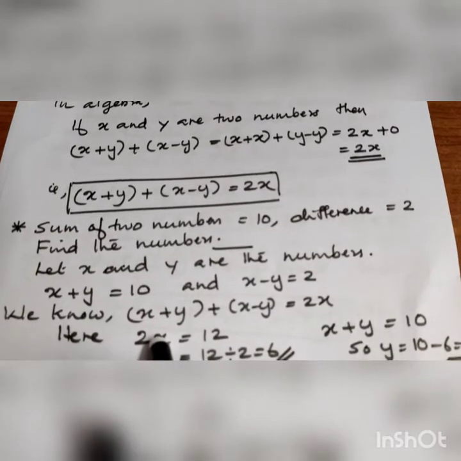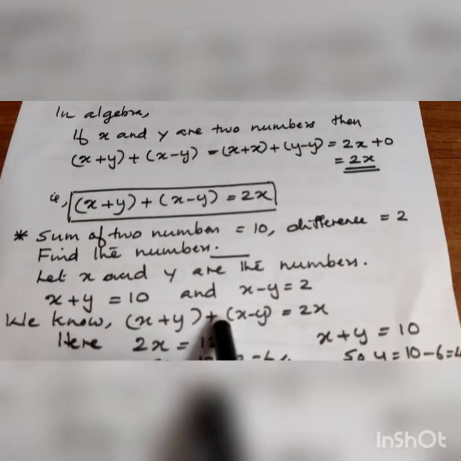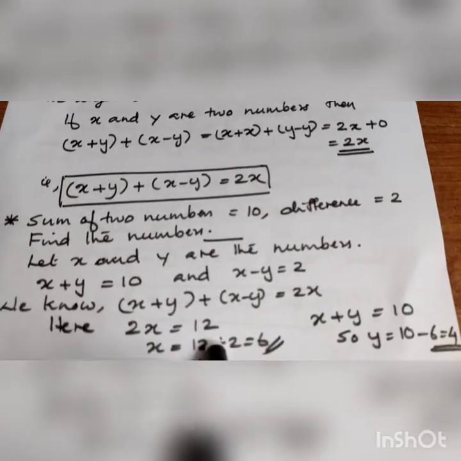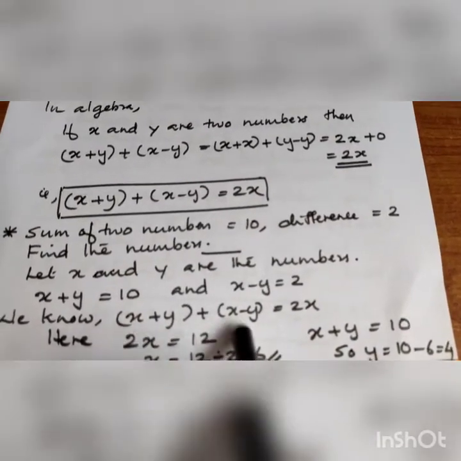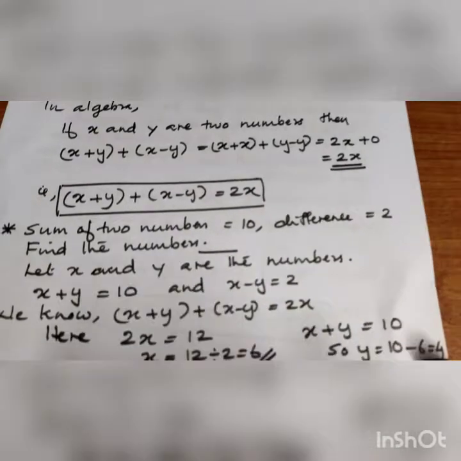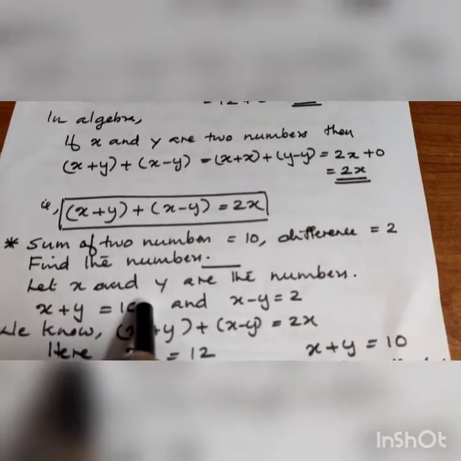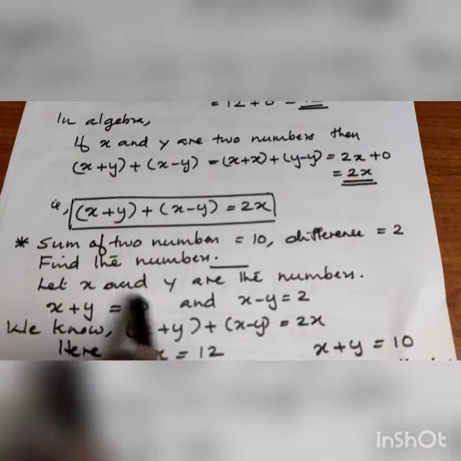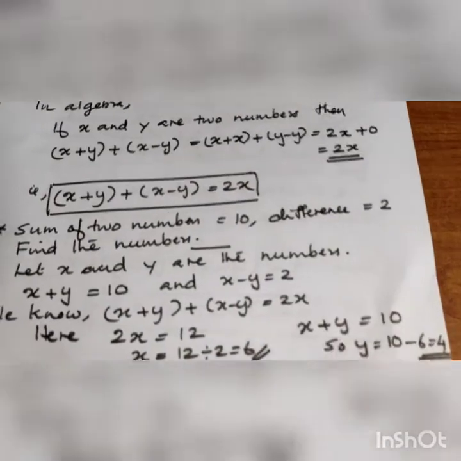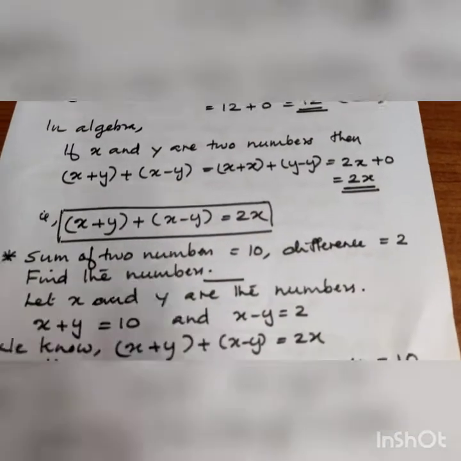Then 2x is 10 plus 2, that is 12. Double of x is 12. Then x is half of 12, that is 6. Then x plus y is equal to 10, given. From that, x is 6. Then what about y? y is equal to 10 minus 6, that is 4.